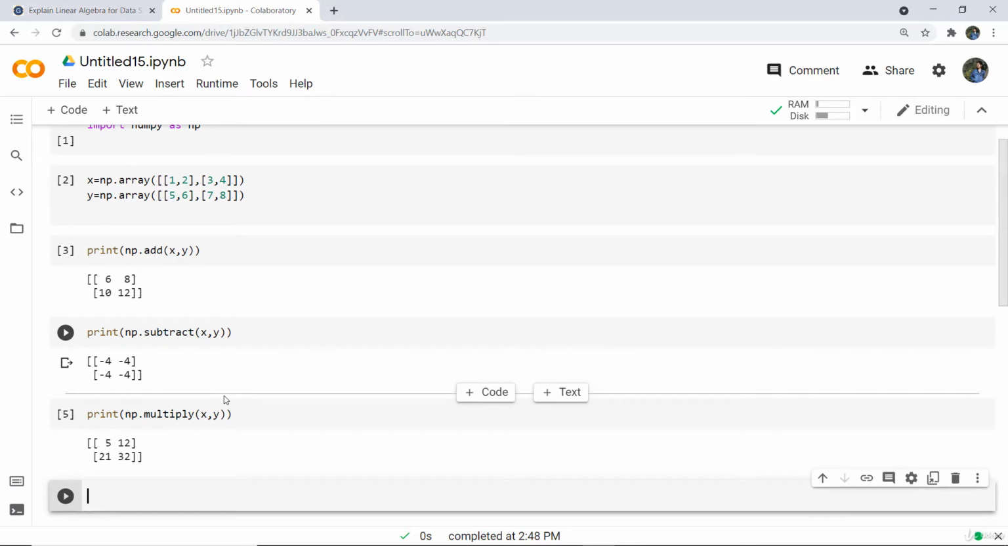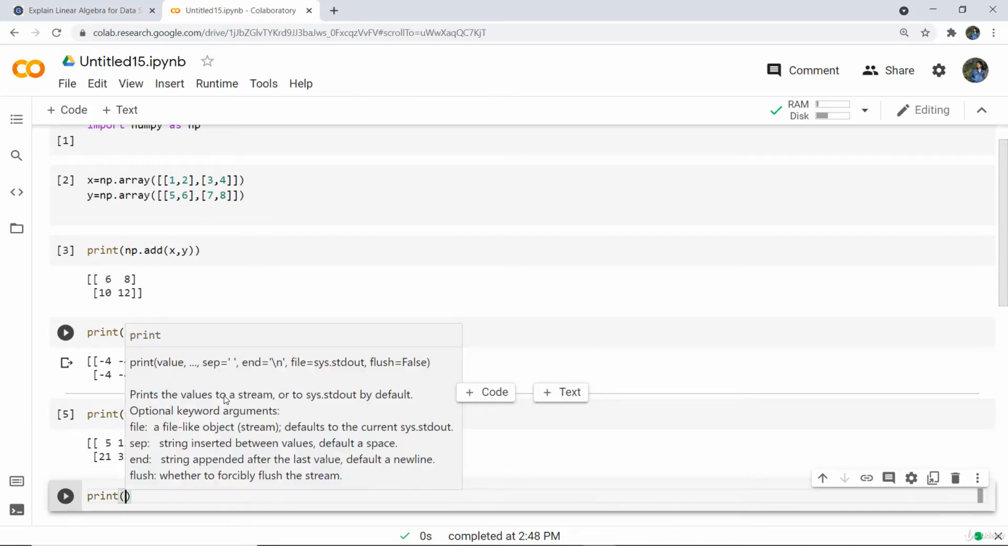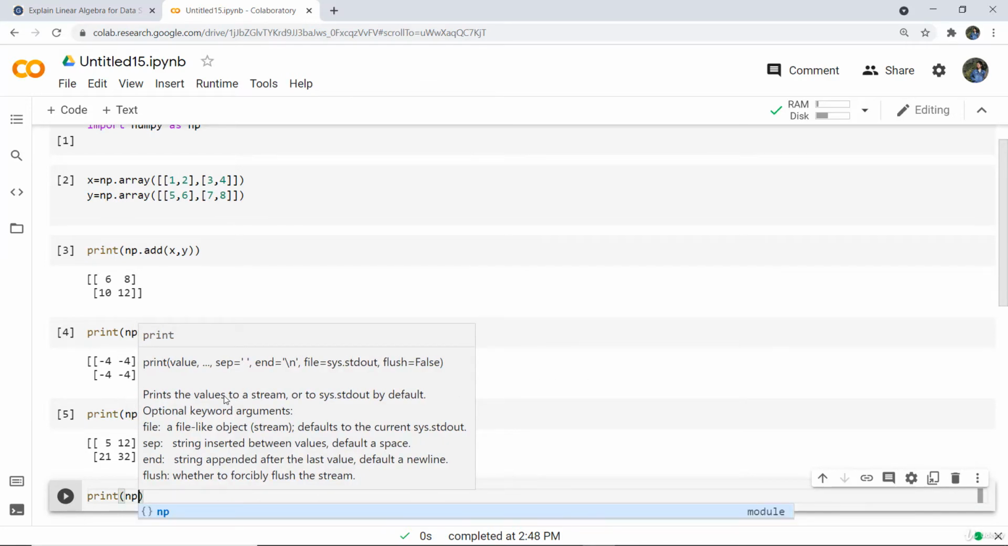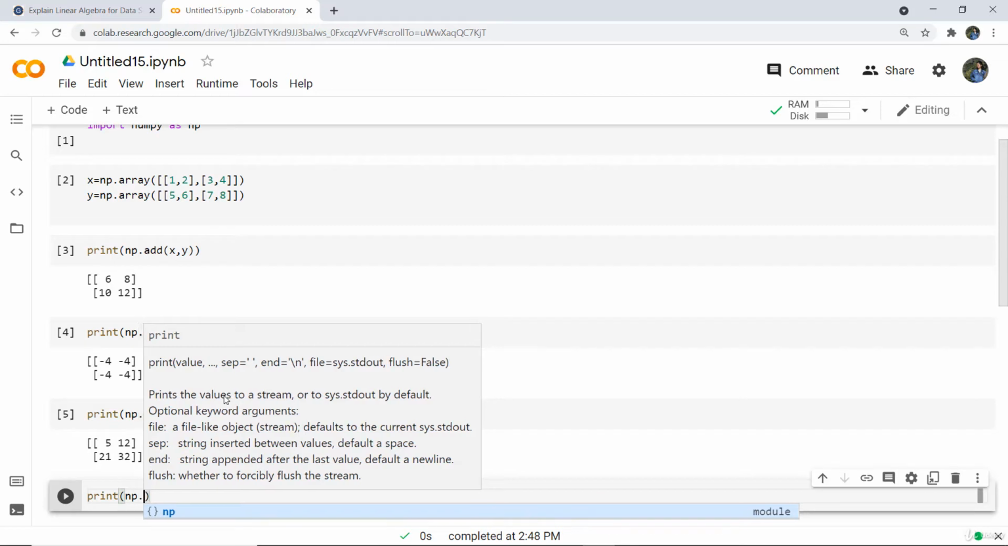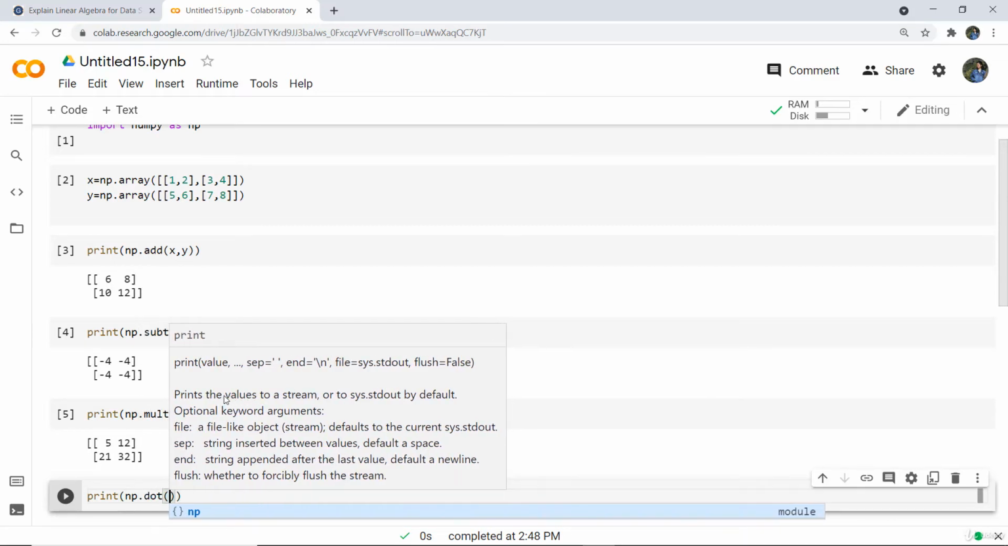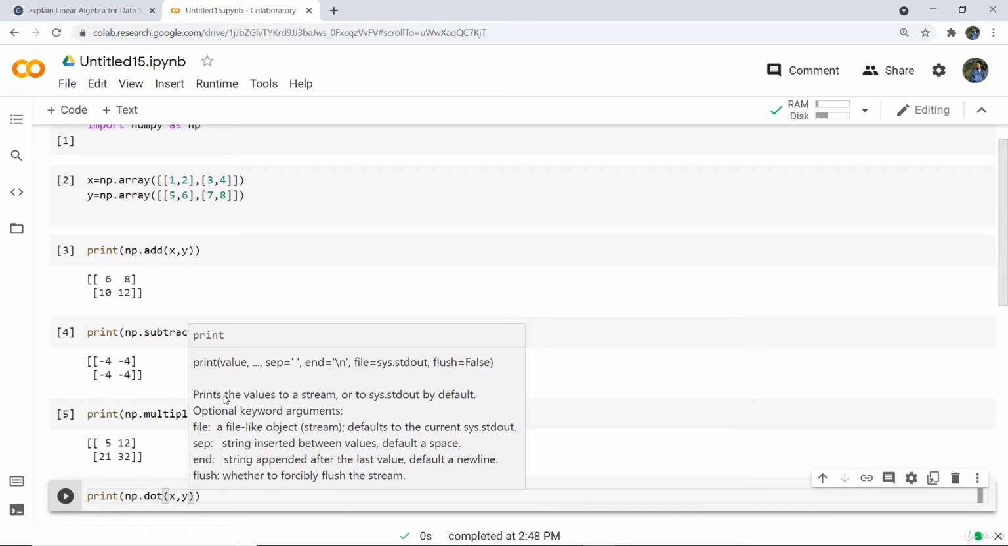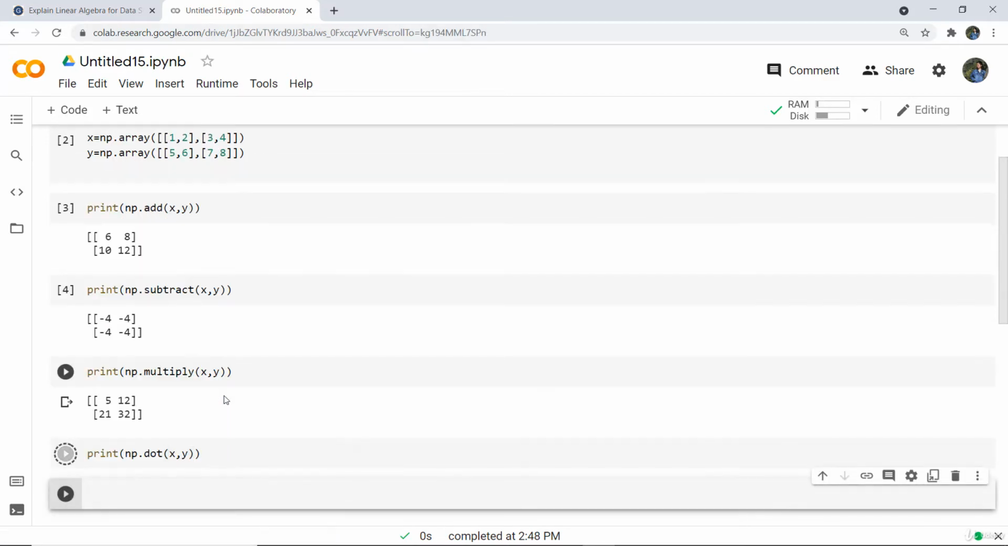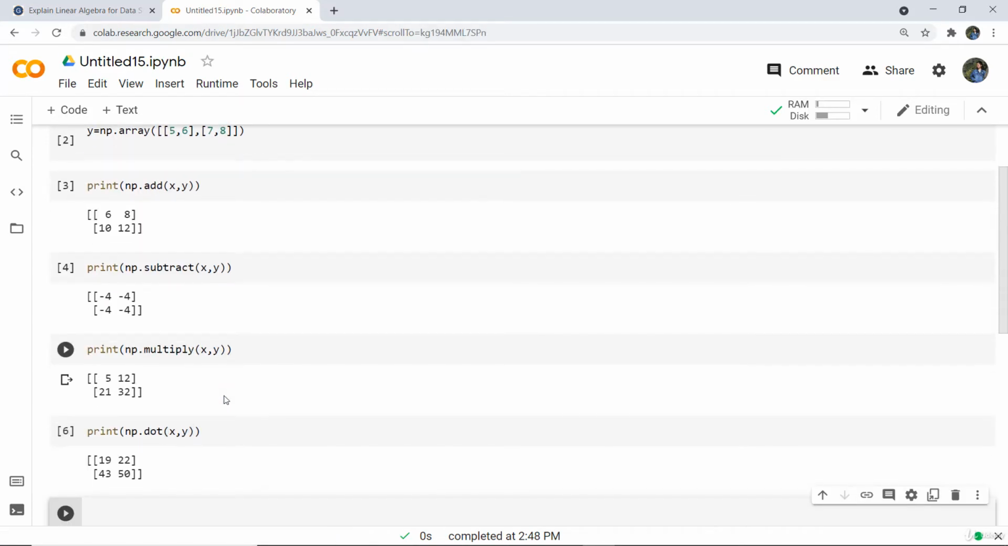Next, you have done the addition, the subtraction and the multiplication also. Then you have to do the product of the two matrices, that is with dot. The dot product you want to see, the cos theta formulation which we actually did. So for that you simply write print np.dot, x comma y. Here you can see that this returns the dot product.